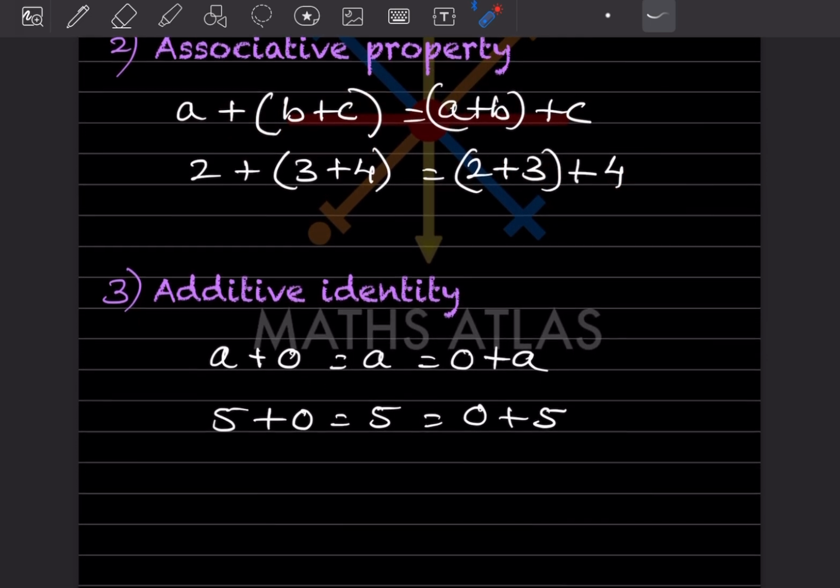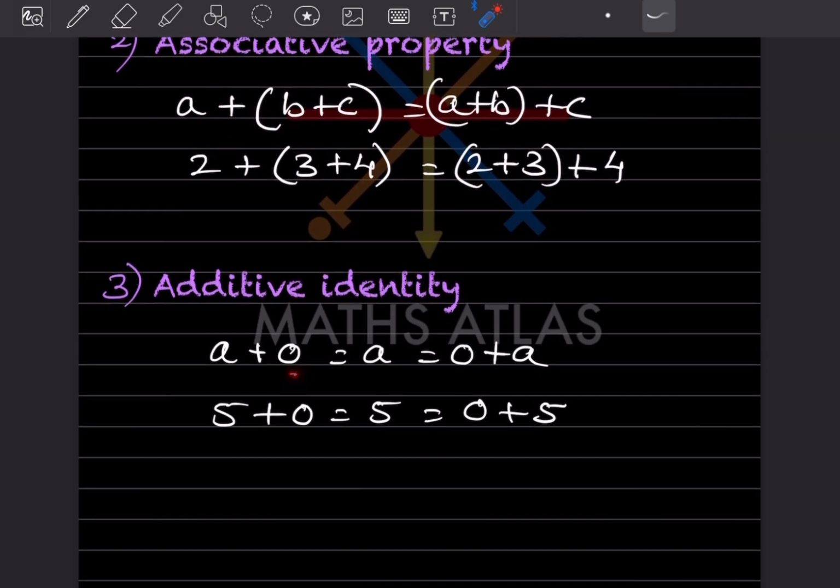Then the additive property: a plus 0. Anything, if you take 5 plus 0, that is going to be 5. So that will be the same as 0 plus a. So 5 plus 0 is nothing but 0 plus 5. Both are going to be 5. So this is the additive identity.